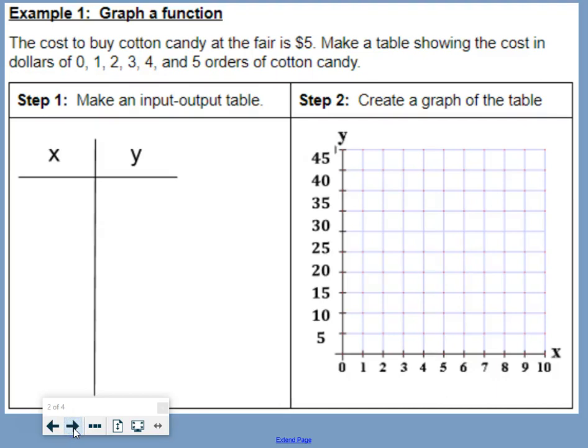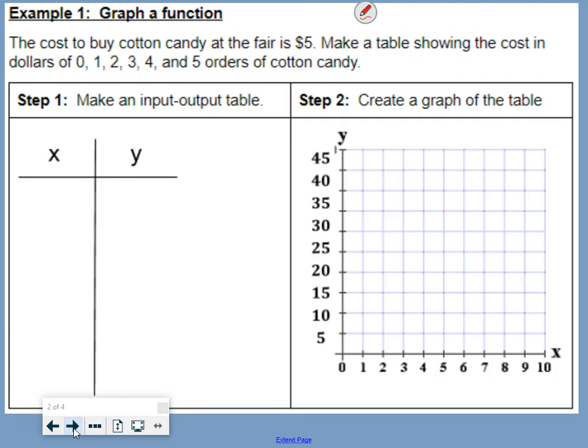Example 1, graph a function. The cost to buy cotton candy at the fair is $5. Make a table showing the cost in dollars of 0, 1, 2, 3, 4, and 5 orders of cotton candy. So, first off, our step is to make an input-output table. So we have to think about what we're putting into our function and what we're getting out of our function.